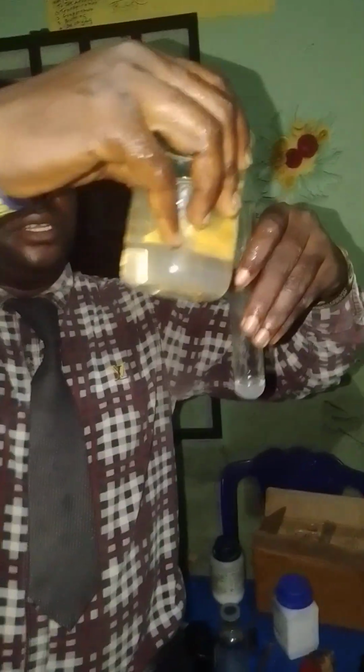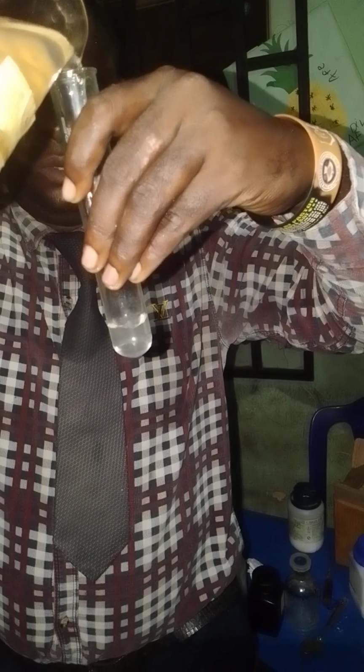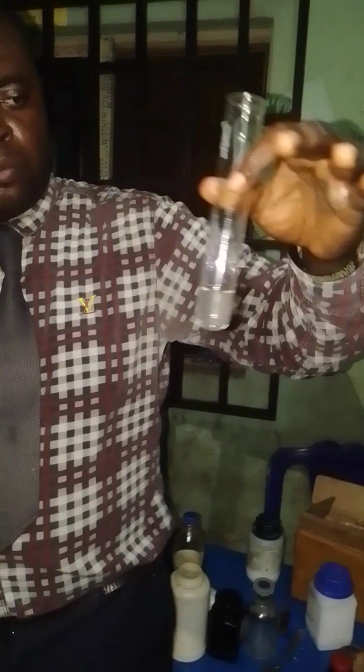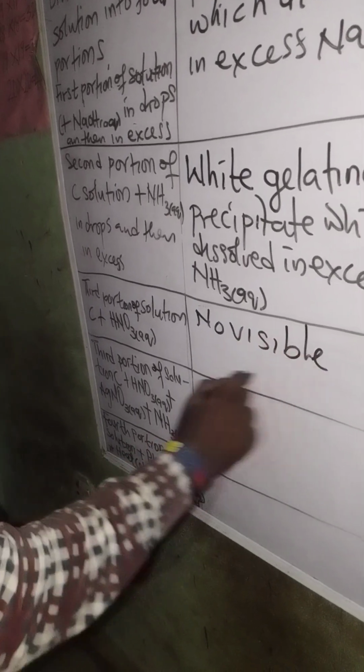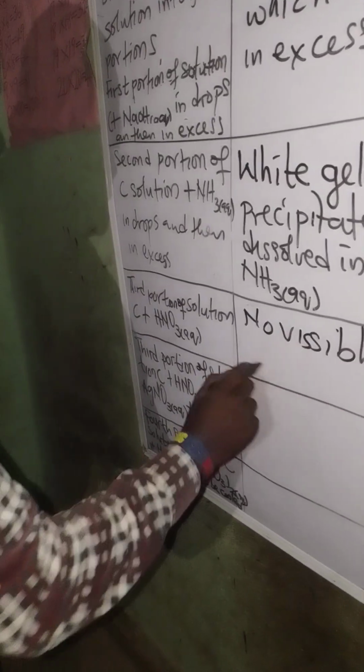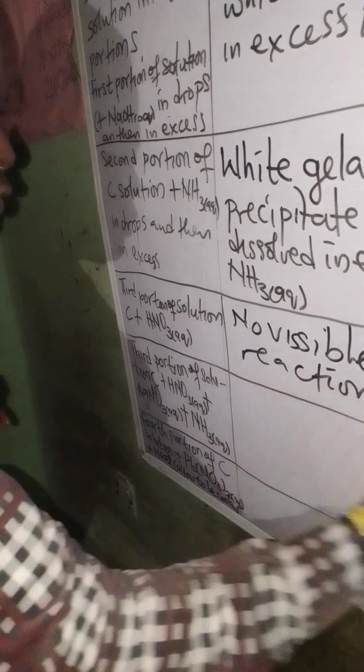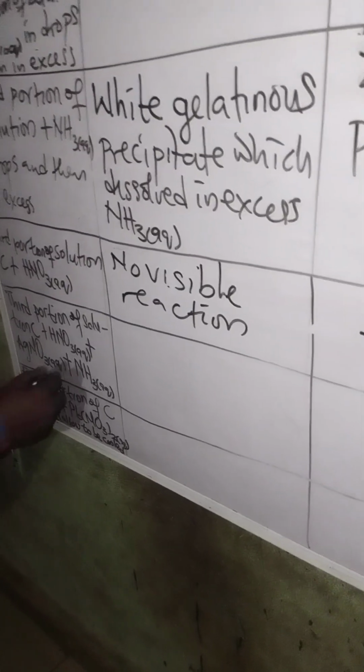So this is HNO3. If I add HNO3, you are not seeing anything. No visible reaction. But the essence of using it is to prevent the precipitation of foreign ions. So you write no visible reaction, and in your inference you put a dash. Then, after adding the HNO3, you now add AgNO3.